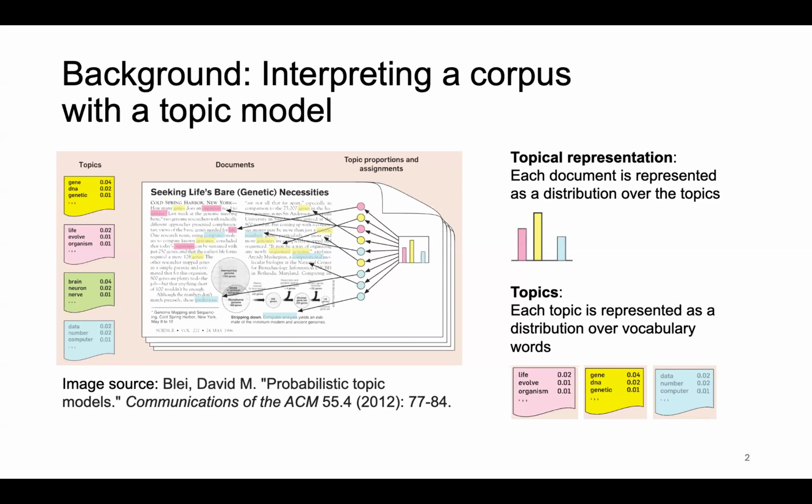And another component is the document representations. We call it a topical representation. For each document, the topic model will encode the document as a distribution over the topics. For example, this document has a high weight on the yellow topic. So from the topical representation, we know this document is more about the yellow topic, maybe genes. And I took this figure from David Blei's work.